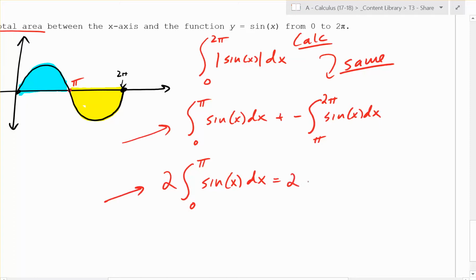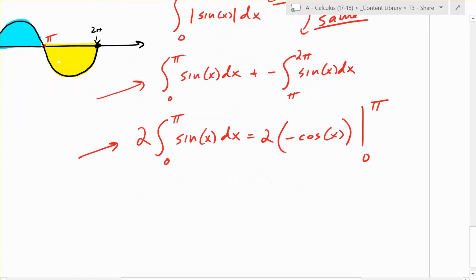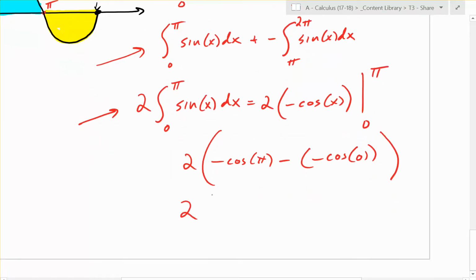So if we do that, it's going to be 2 times the antiderivative of sine, which is negative cosine of x, and we're evaluating it from 0 to pi. So it's going to be 2 on the outside like this, and then negative cosine of pi minus negative cosine of 0. By far the easiest thing to do is mess up the negative signs on this. So simplify it a little bit first. You get negative cosine of pi plus cosine of 0.